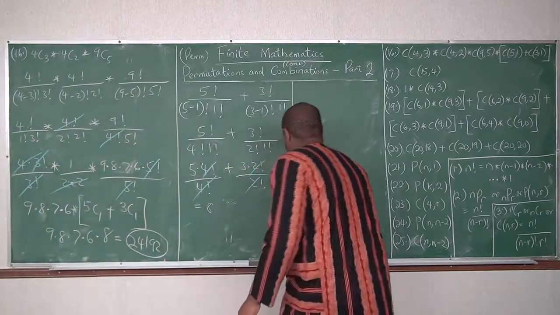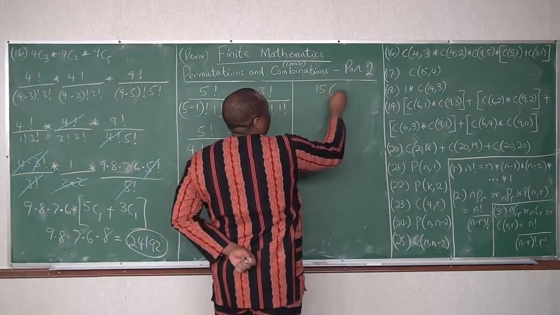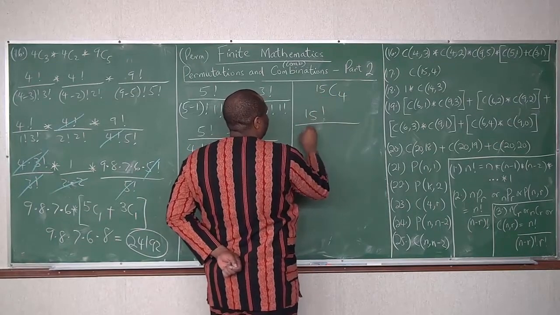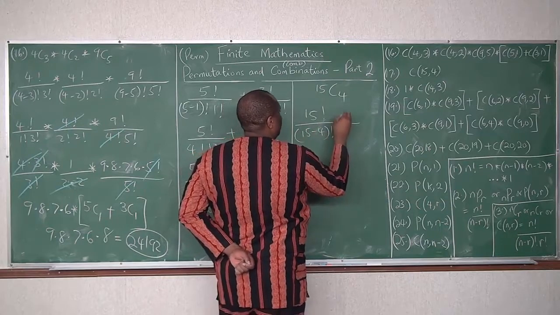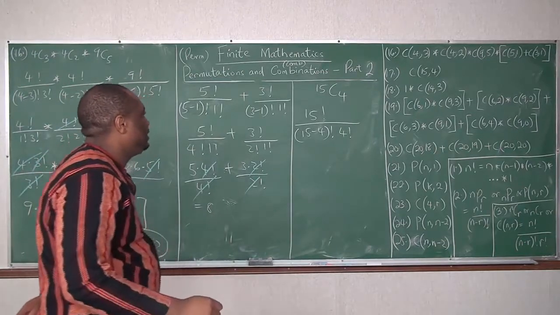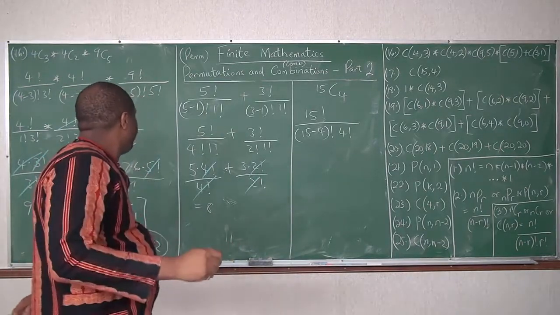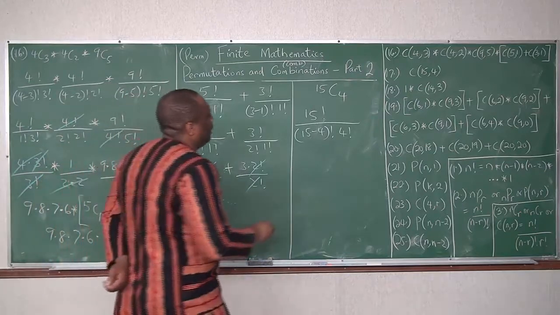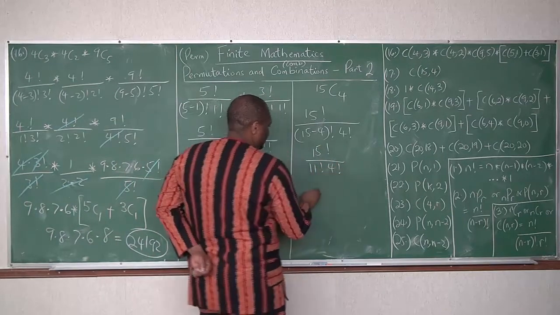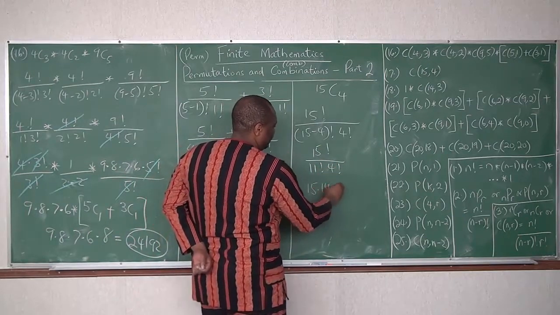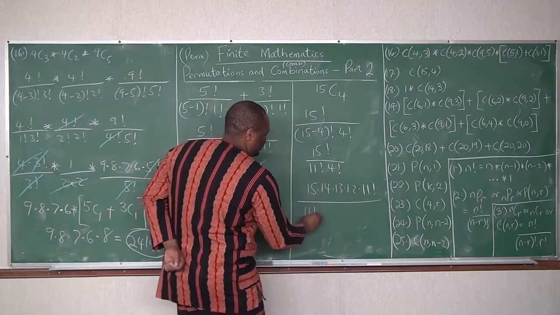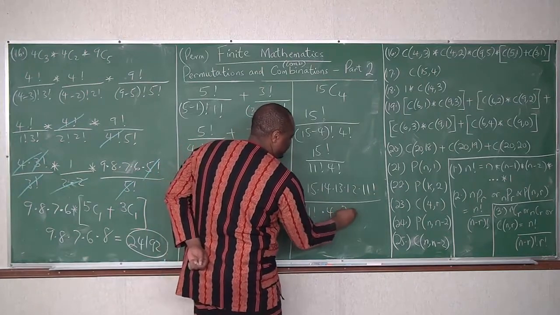Question 17. 17 is 15 choose 4. This is 15 factorial over 15 minus 4 factorial, 4 factorial. Right? Let's check this again to make sure we are correct. We are correct. So this is 15 factorial over 11 factorial, 4 factorial. So this is 15 times 14 times 13 times 12 times 11 factorial over 11 factorial times 4 times 3 times 2.